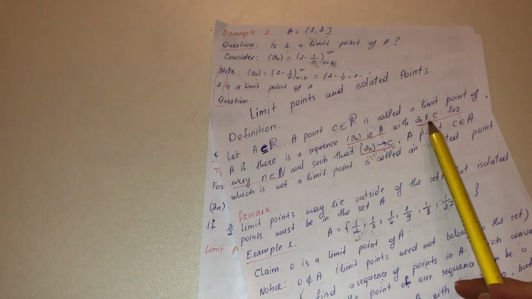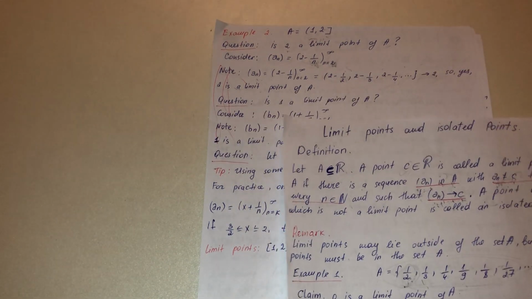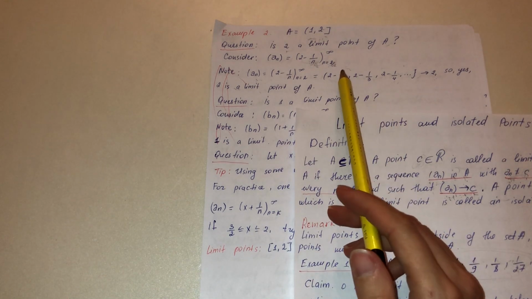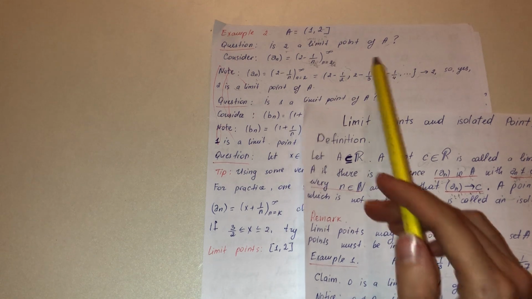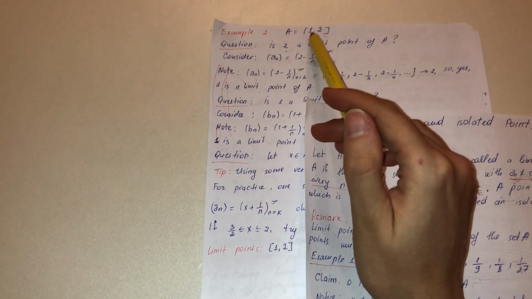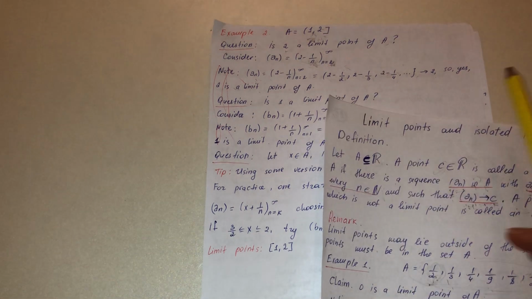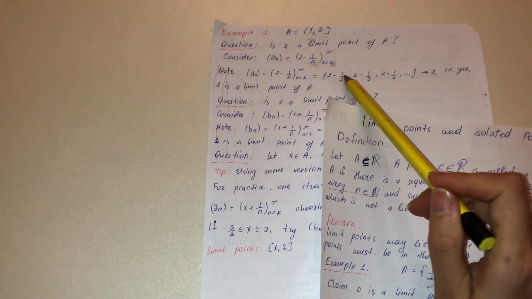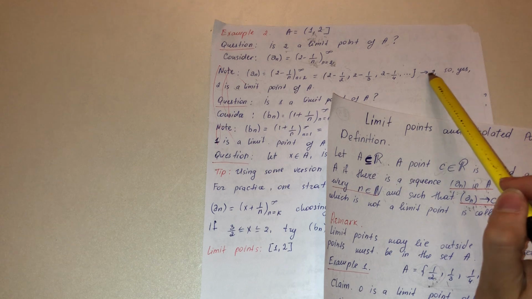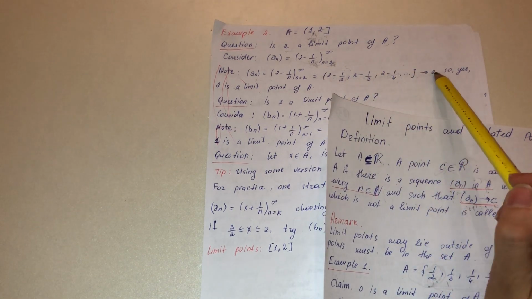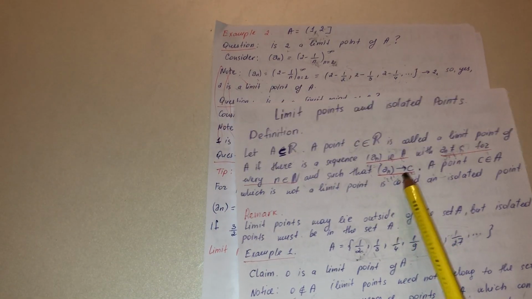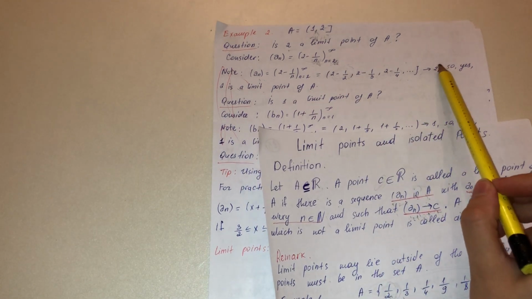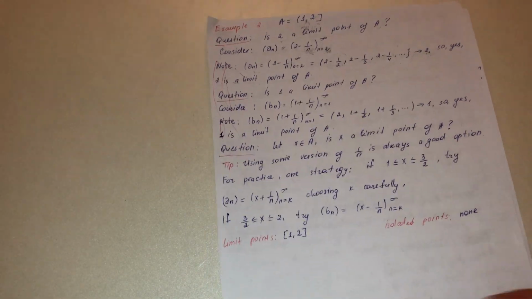Here are our three main rules. Our first rule is that the elements of this sequence belong to this set. Yes, they belong to this set. And inside of this set there is no 2, so this sequence is not equal to 2. Our second rule is satisfied, and our third rule, this sequence converges to 2. Yes, so 2 is a limit point.